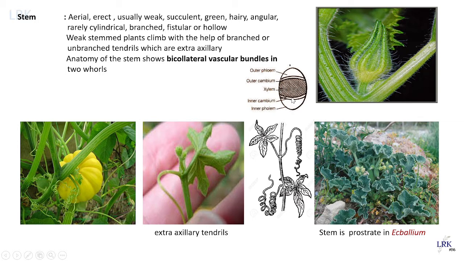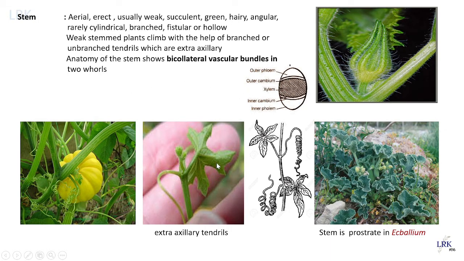Okay, and you can see here, cambium is also seen, inner cambium and outer cambium. Okay, so when this xylem is present between the two phloem strands, it is known as bicollateral vascular bundle. So this is the characteristic feature of this family. Bicollateral vascular bundles are the characteristic feature of this family.